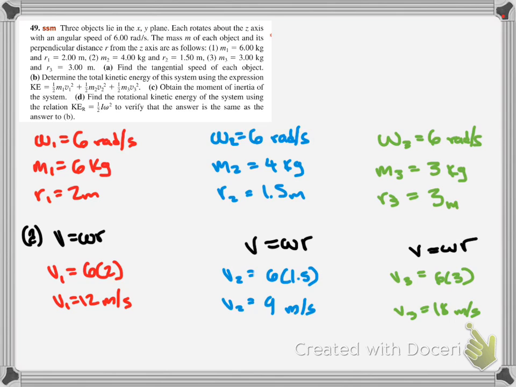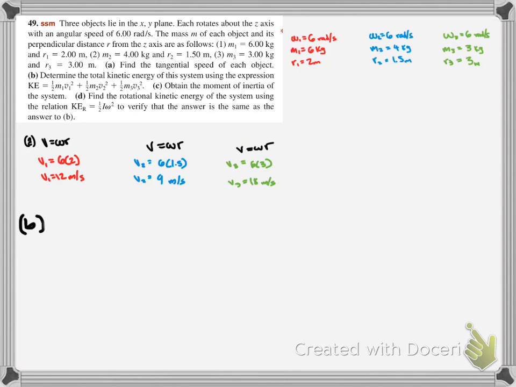And that's all you have to do for part A. Okay, so this is what we have in total. Now B asks you to determine the total kinetic energy of the system using that long equation. They're only asking you for linear kinetic energy because look at the equation. It's just half of mv squared. It doesn't deal with inertia or angular velocity.